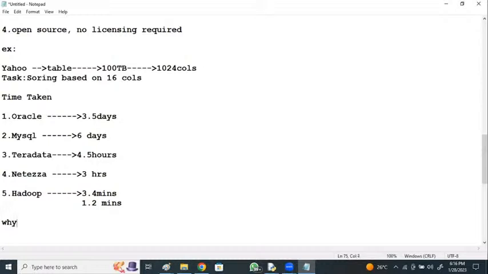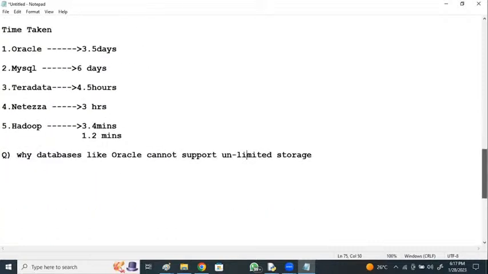You may ask why databases like Oracle cannot support unlimited storage. Why can only Hadoop perform this? Why not the others?